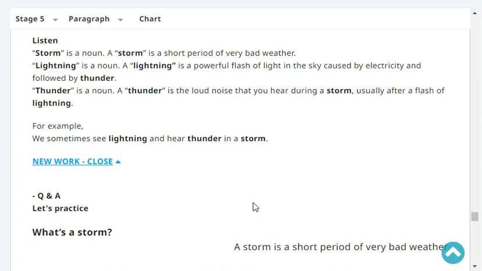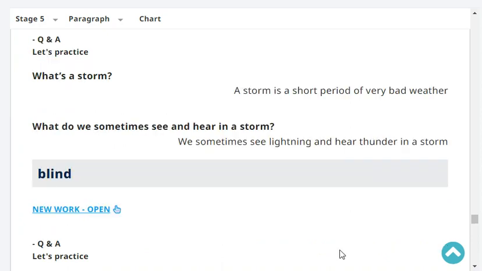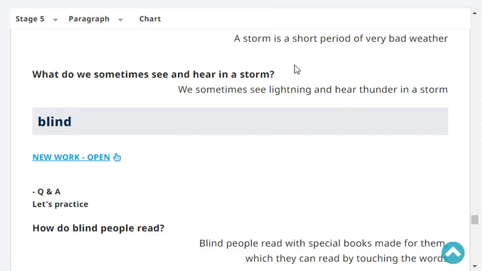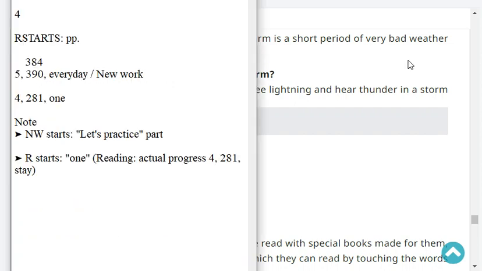Let's practice. What's a storm? A storm is a short period of very bad weather. What do we sometimes see and hear in a storm? We sometimes see lightning and hear thunder in a storm. Very good.